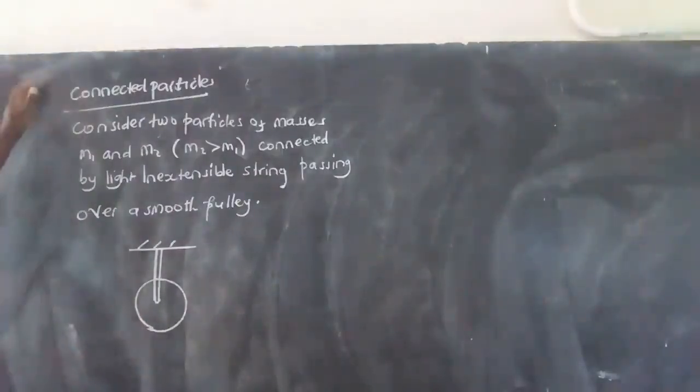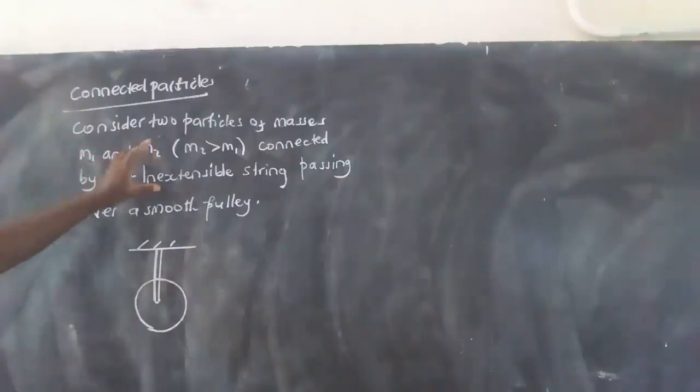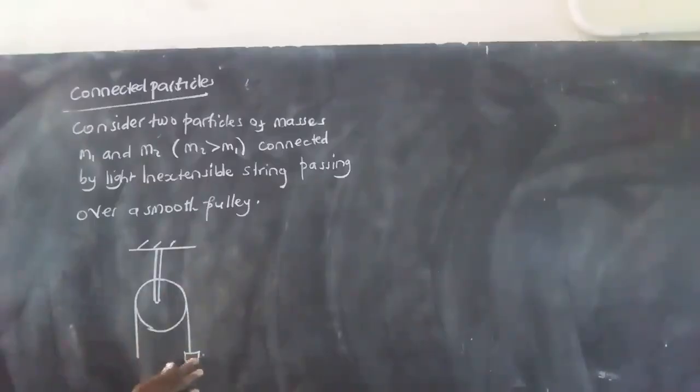Here, connected particles. Considering two particles of masses m1 and m2, where m2 is greater than m1, connected by an inextensible string passing over a smooth pulley. So let me say this is a pulley, and here this is our m1, this is our m2.